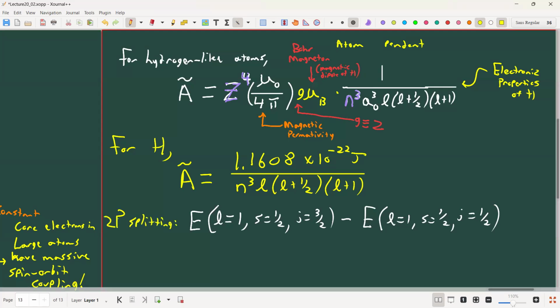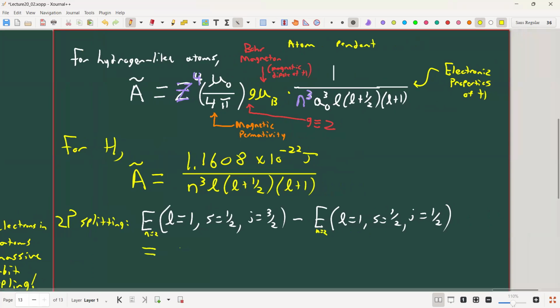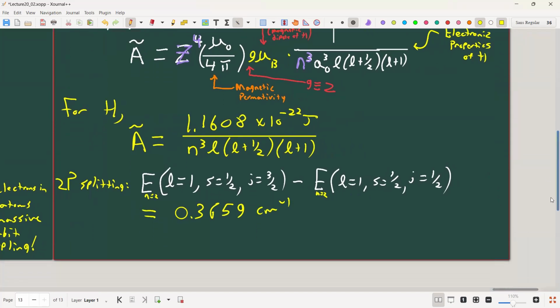The 2P splitting. Of course, this is n equals 2. I'll write n equals 2 down here, for the 2P. And this calculates to exactly 0.3659 wave numbers, just by calculating everything out.